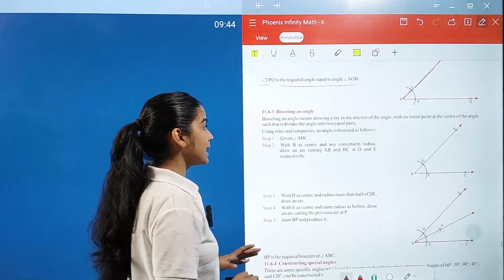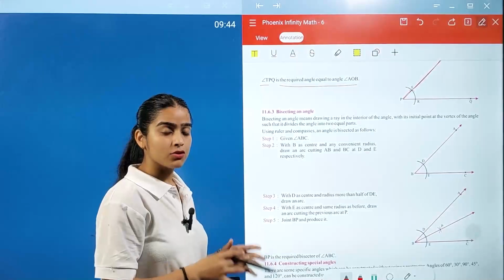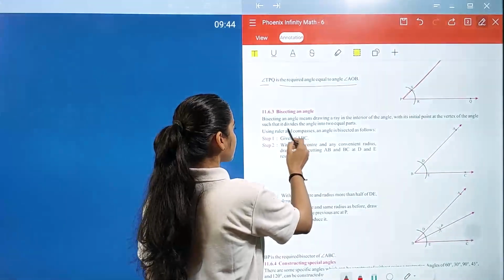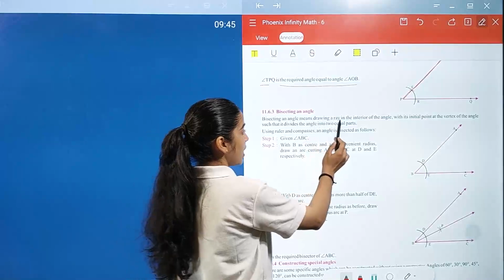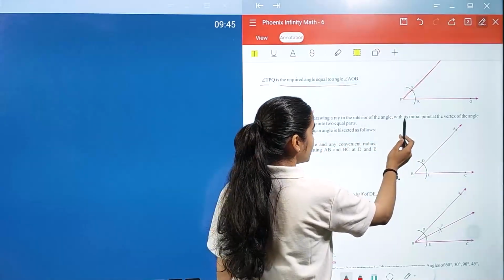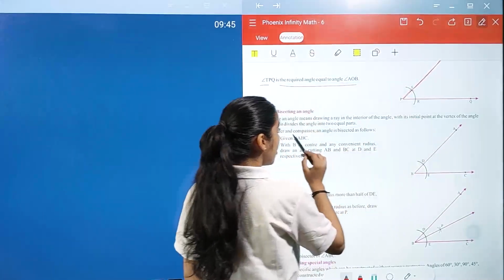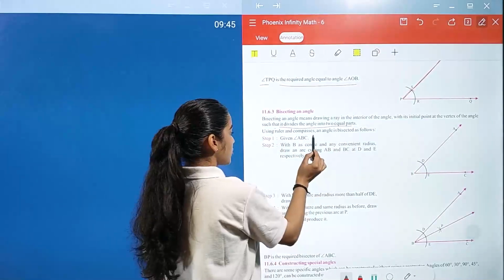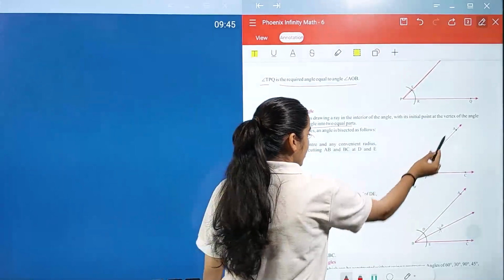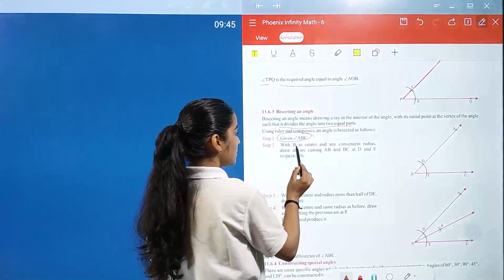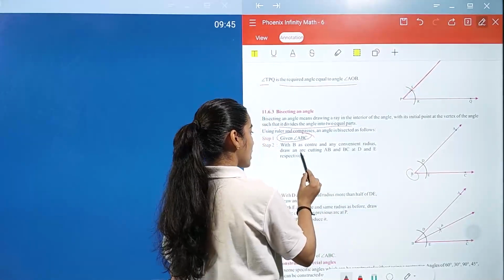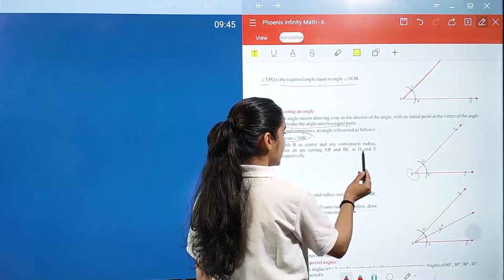Now we have bisecting an angle. Bisecting an angle means we are dividing our angle into two equal parts. Bisecting an angle means drawing a ray in the interior of the angle with its initial point at the vertex of the angle such that it divides the angle into two equal parts. So the given angle is ABC. Now with B as center and any convenient radius, draw an arc cutting AB and BC at D and E.